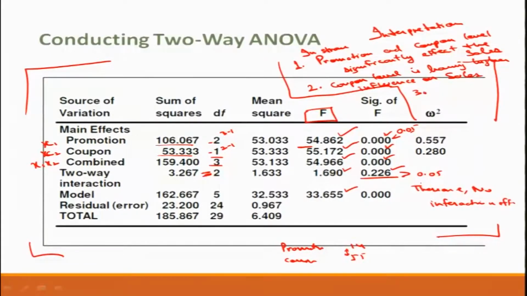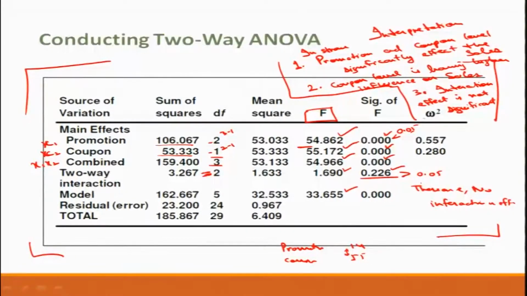So the third interpretation I will put here: interaction effect is not significant. So these are the interpretations or the results of our ANOVA table.